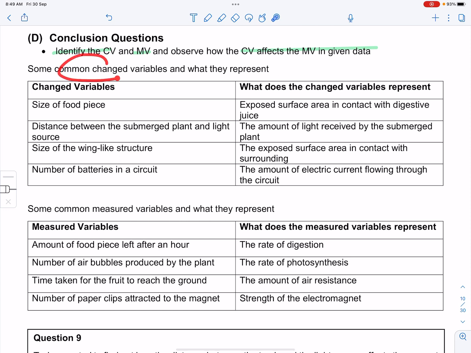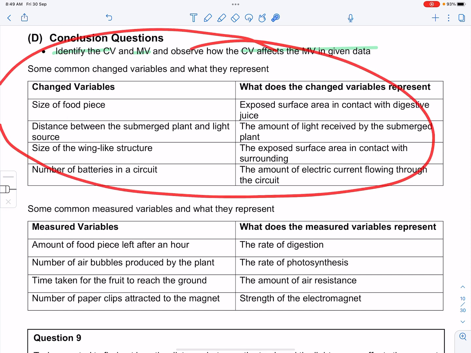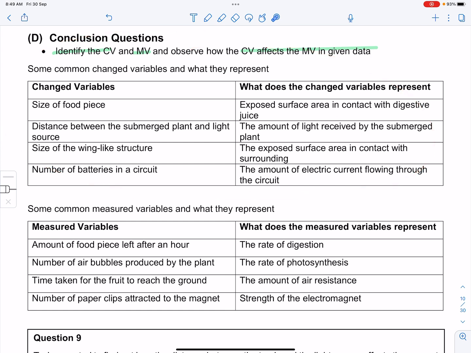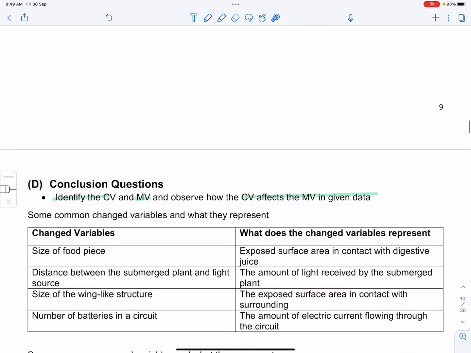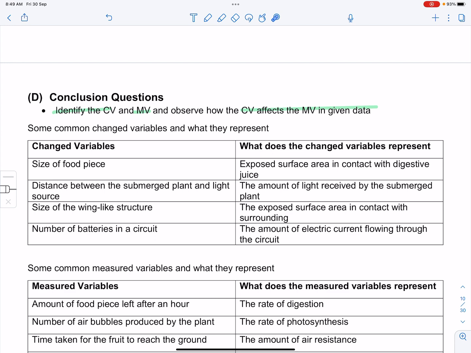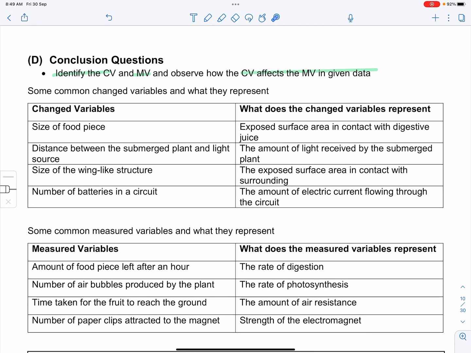There are some commonly changed variables and what they represent. Remember I talked about proxy representation? This is exactly what I'm talking about. But obviously not everything can be compartmentalized. That's why when I taught the earlier part, I also had to cross into conclusion questions, what is needed for you. So this is a proxy. For example, size of food piece: what the variable actually represents is the exposed surface in contact with your digestive juice.